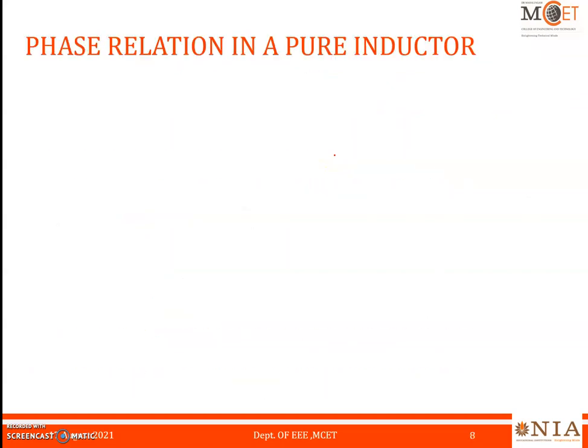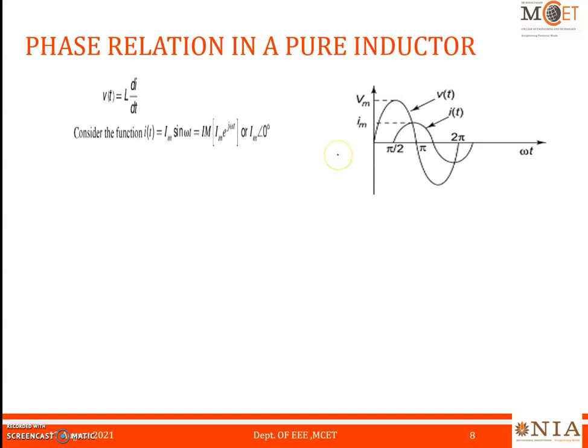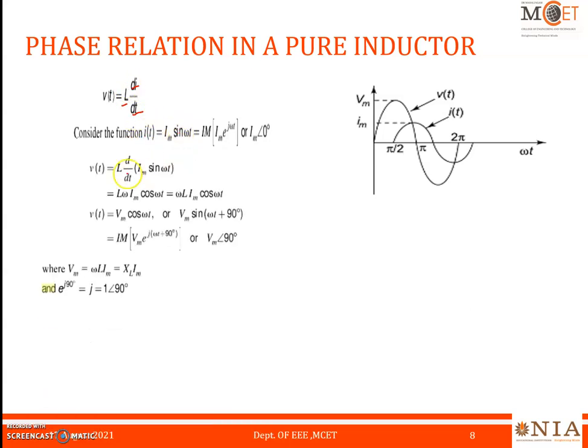Next one, phase relation in a pure inductor. In the case of an inductor, instead of resistance, you are connecting an inductor. We know the voltage across an inductor is nothing but L into di by dt. Now I of t is nothing but Im sin omega t. You just substitute it here. When you take the differentiation, this will become L omega Im cos omega t. Now cos omega t can be represented as sine of omega t plus 90 degree.